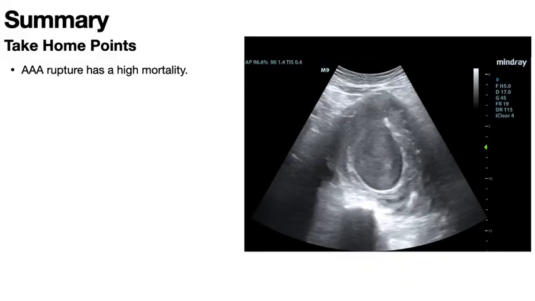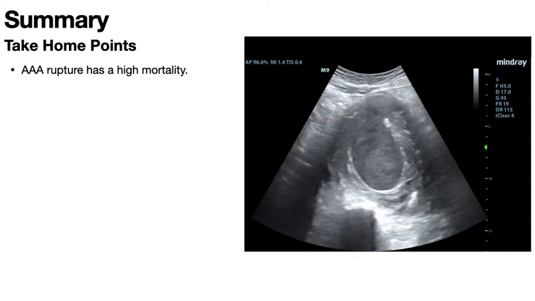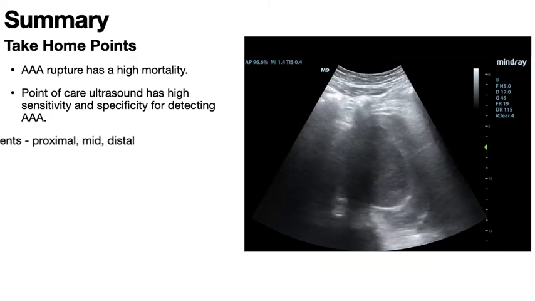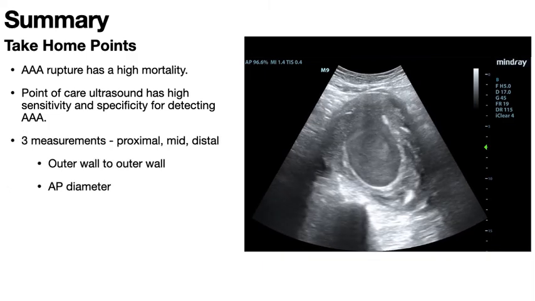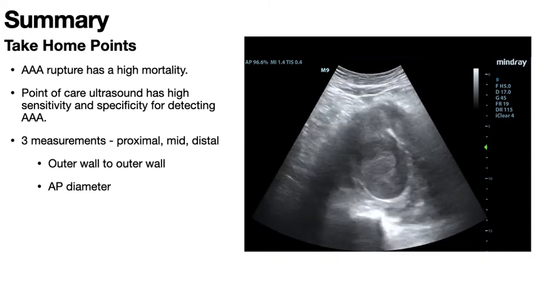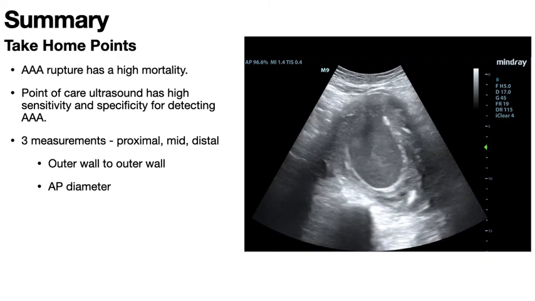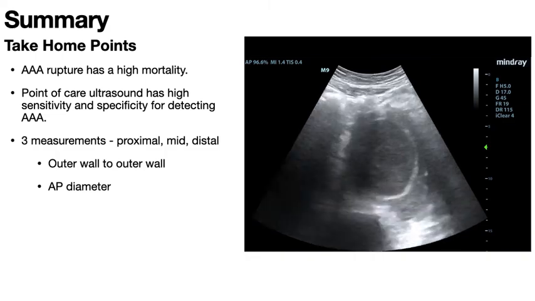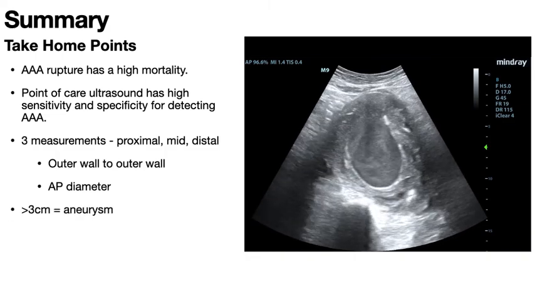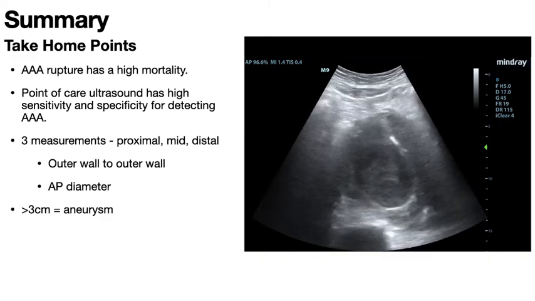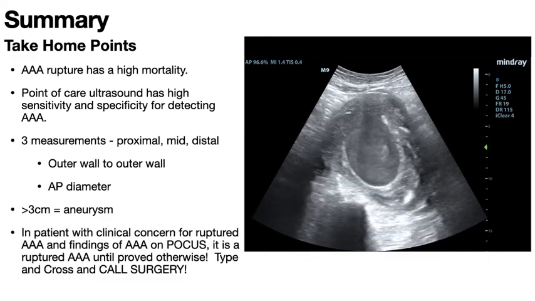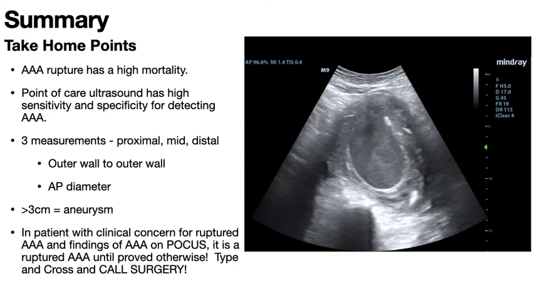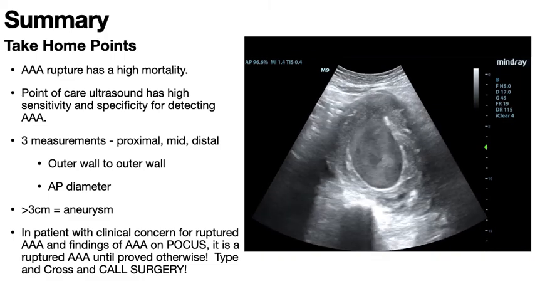So in summary, AAA rupture has a high mortality. Point of care ultrasound has a high sensitivity and specificity for detecting AAAs. A complete point of care ultrasound exam for the aorta includes 5 views, including 3 measurements of the proximal, mid, and distal aorta. These measurements should be from outer wall to outer wall in the AP diameter. An aorta measurement greater than 3 centimeters is an aneurysm. Lastly, in a patient with a clinical concern for a ruptured AAA and findings of a AAA on POCUS, it is a ruptured AAA until proven otherwise. Type and cross for blood and call surgery.